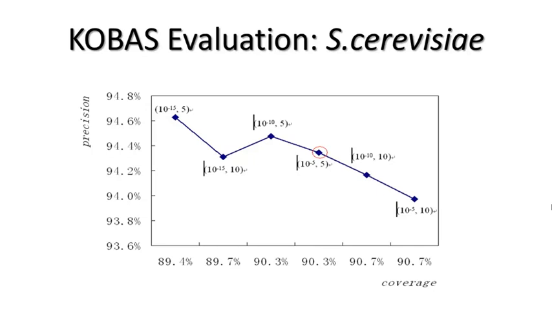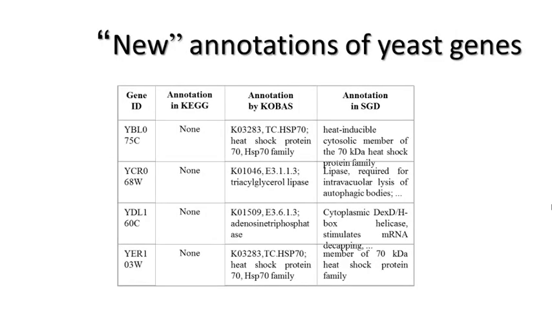Overall, the performance of Cobus annotation seems good, with over 89% coverage and 93% precision in the worst case. Our default e-value cutoff, 10 to the power of -5, and rank cutoff 5 have coverage of 90.3% and precision of 94.4% on the yeast dataset. In addition, Cobus was able to provide annotations to a few yeast genes that were not previously annotated in KEGG.